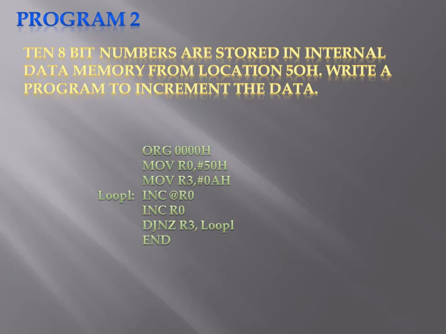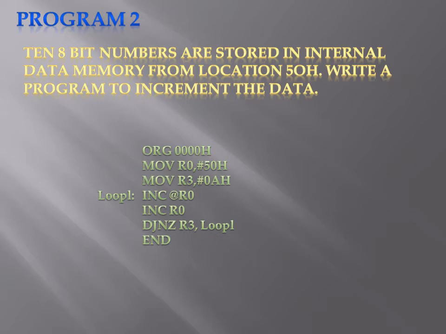Then we move R3, #0AH. That means that we will start a counter with the R3 register. We load 0A immediate data into R3. That means that it is 10. 10 is loaded in R3. Then we start a loop, because we have to increment 10 locations, we can do it like this.